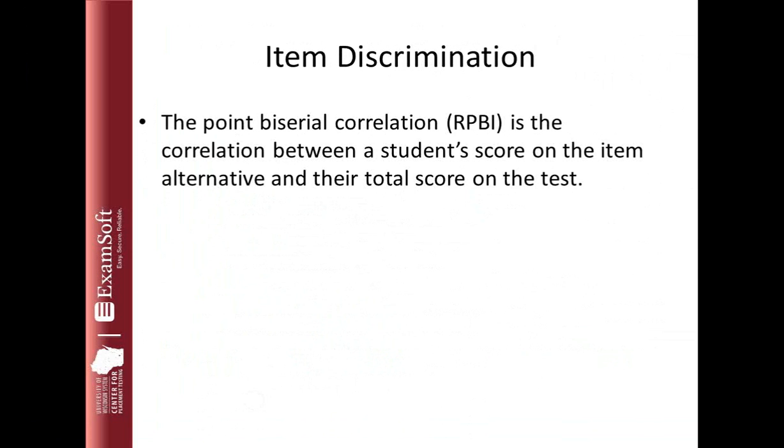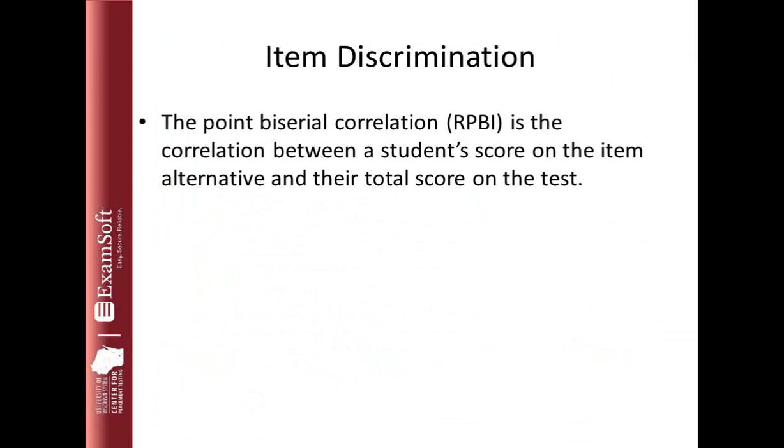The second statistic that we like to attend to when we do an item analysis is item discrimination. There are a couple of different measures of item discrimination. The one that I'm going to talk about first is the point biserial correlation, which we abbreviate RPBI. And this is simply the correlation between a student's score on the item, that is, do they get it right or do they get it wrong, and their total score on the test.